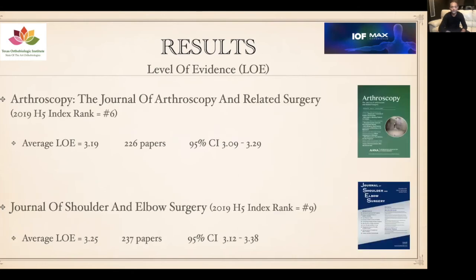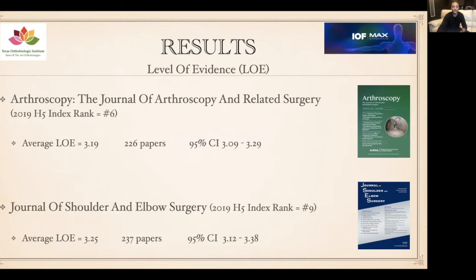The next journal, one of my favorites, Journal of Arthroscopy and Related Surgery. We looked at 226 papers. The average LOE was 3.19. The final journal was the Journal of Shoulder and Elbow Surgery, also one of my favorites. We looked at 237 papers and the average level of evidence was 3.25.